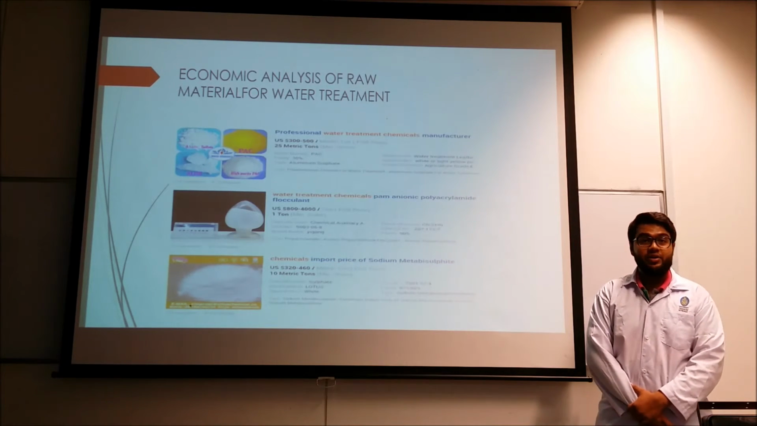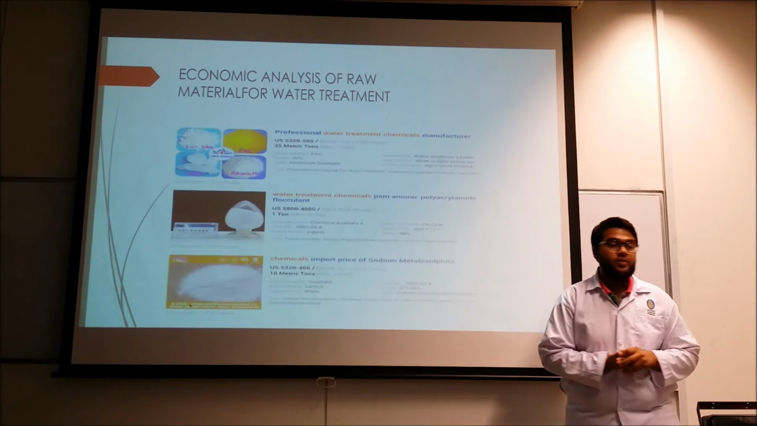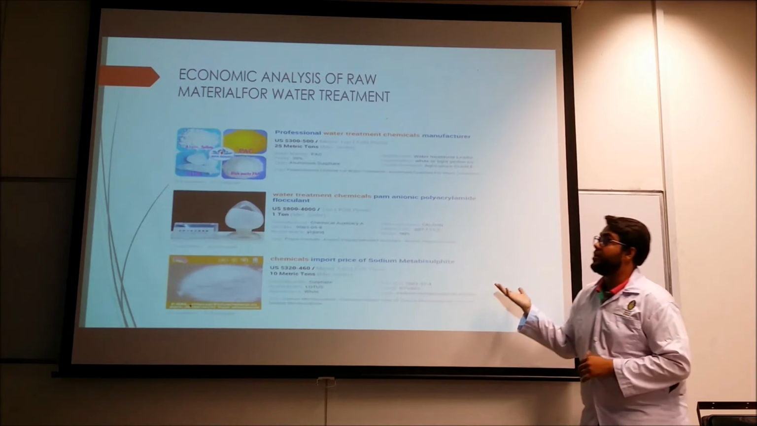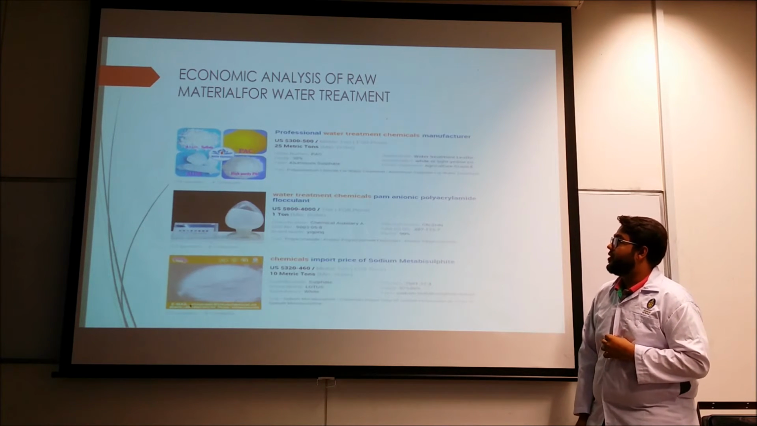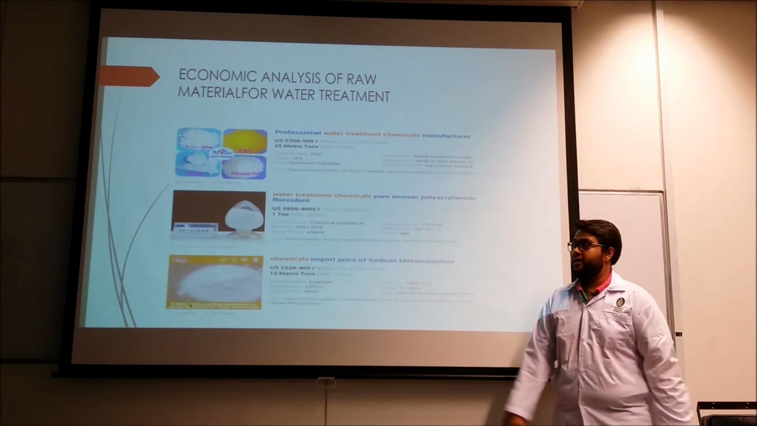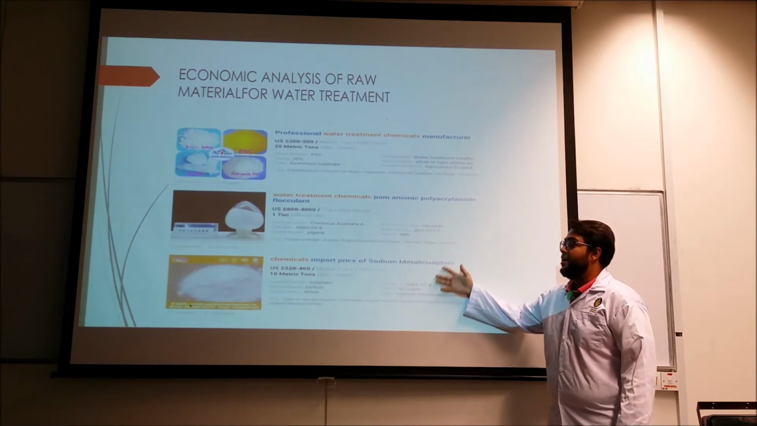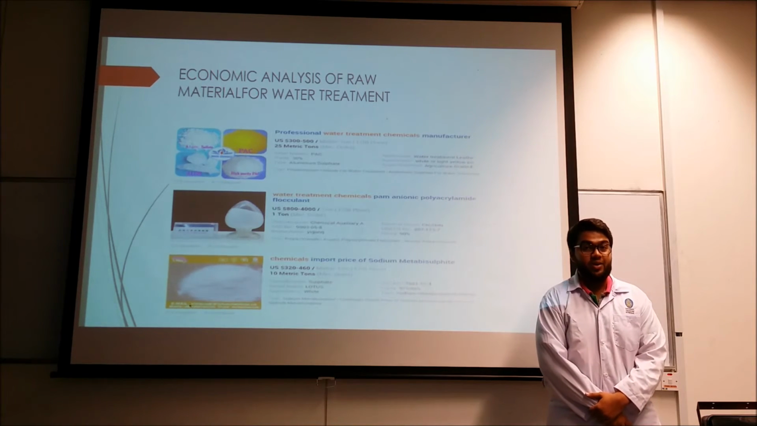Moving on to the material. There are a lot of raw materials to use, but very generally, I want to describe quickly anionic polyacrylamide. This is very commonly used for water treatment systems, and all these things can be obtained in a price range of between $320 to $460 US.